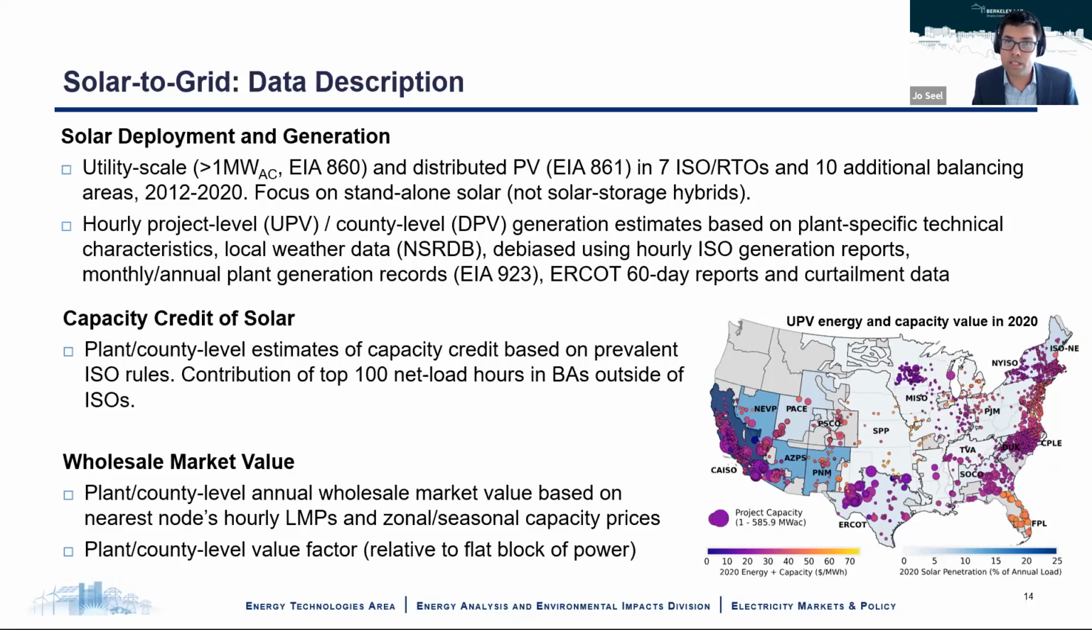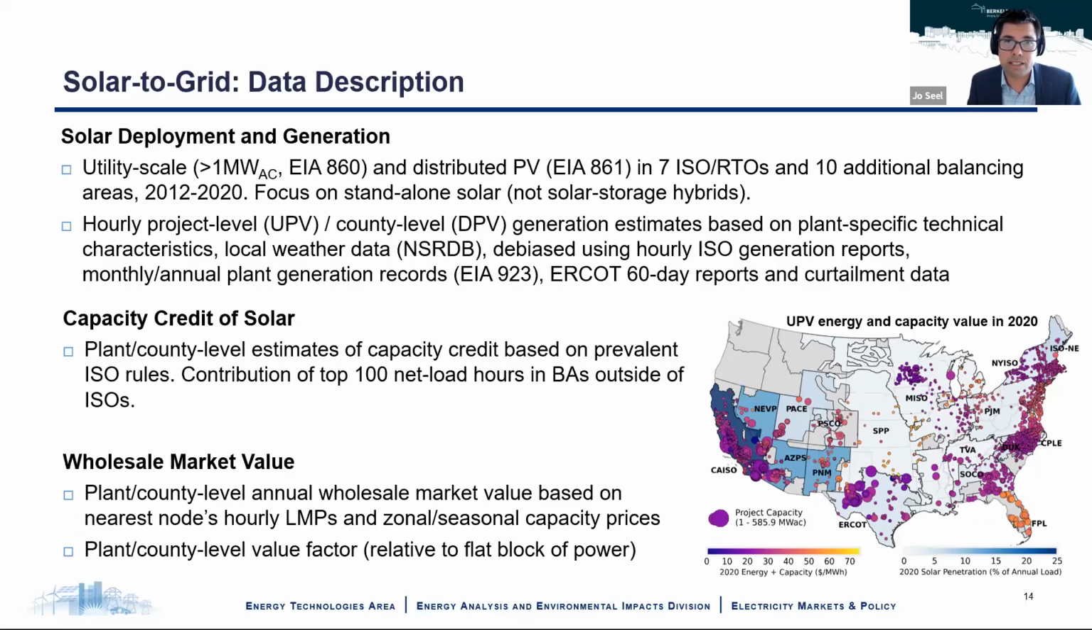The focus here was really on standalone solar, given that at that time, at least, we did not have a lot of solar hybrids deployed yet. What we did was we created hourly, either project level for utility scale projects or county level for distributed PV, generation estimates that were based on plant-specific technical characteristics, as well as local weather data that we get from the National Solar Radiation Database, which we then debiased in a step that used both hourly ISO generation reports, as well as monthly or annual generation records for each specific project that we got from EIA 923.